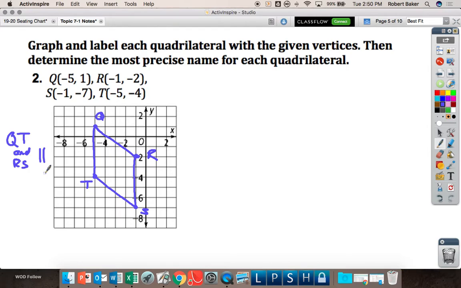Y2 minus Y1 over X2 minus X1. That's on the front of your paper. I know you want to count it, right? You want to count it? You can't do that tomorrow. It will not work tomorrow.